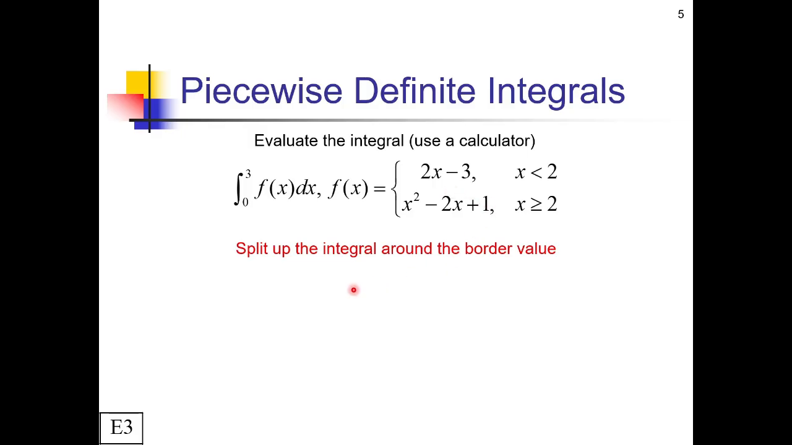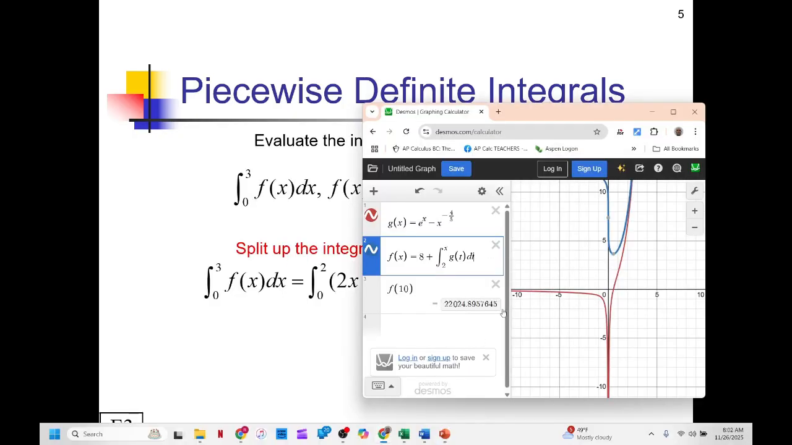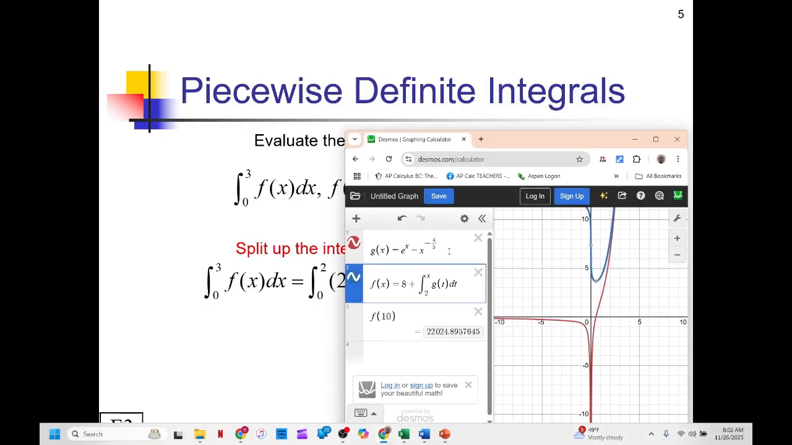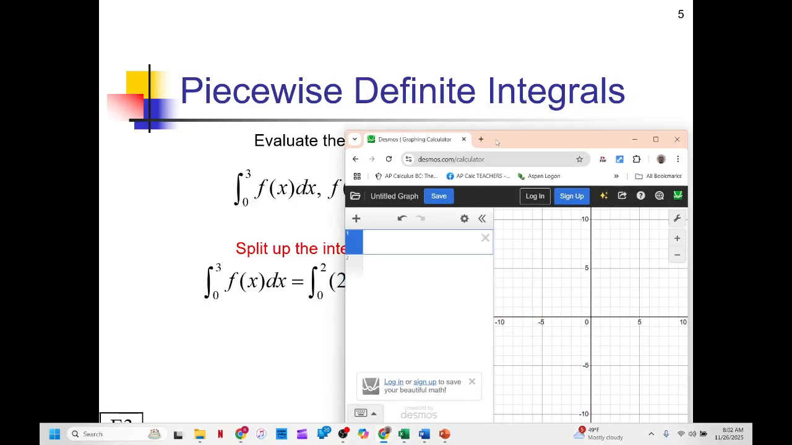All right, so I'm going to set up two integrals. I'm going to have an integral from 0 to the border value of 2, and that's going to use this first 2x minus 3 piece of the function. And to that, I'm going to add the area that I get from another integral. This integral will go from 2 to the final limit of integration, 3, and that's going to use this quadratic rule. And now it's just a matter of entering all this in the calculator. So let's go to Desmos and do all this and clear out whatever else we have in there.